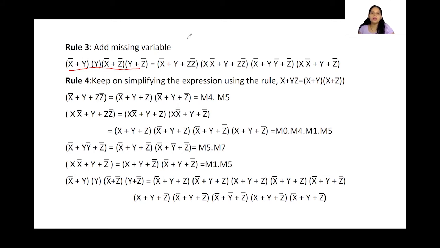Now see here, what is the variable missing here? We have x here, we have y here, but z is missing. Here we have x and y, but z is missing. Here we have x and z, but y is missing. Here we have y and z, but x is missing.